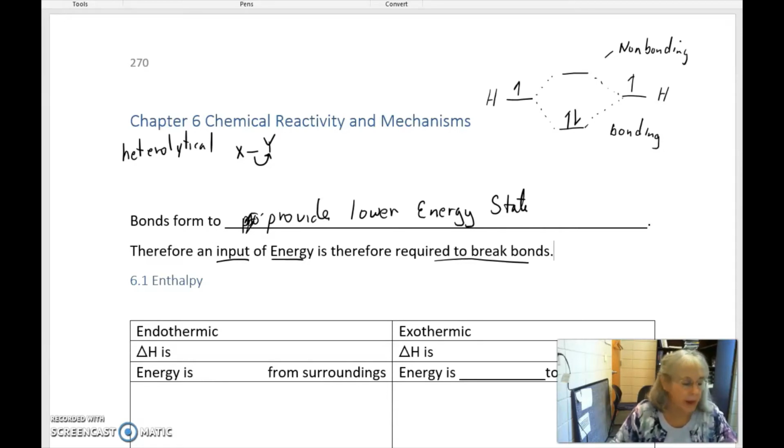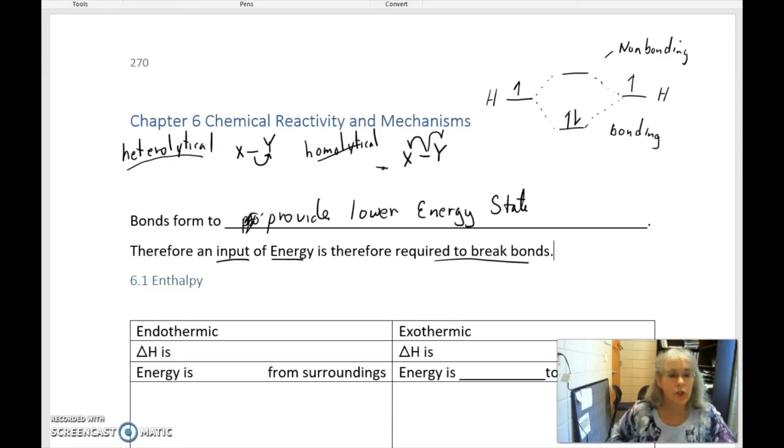We can also have bonds broken homolytically. And here we've got X and Y, and we've got two fish hooks. One electron goes this way and the other electron goes that way. That's a homolytic bond, and we'll be looking at homolytic bonds in later chapters. But right now, all the ones we've looked at are heterolytic.